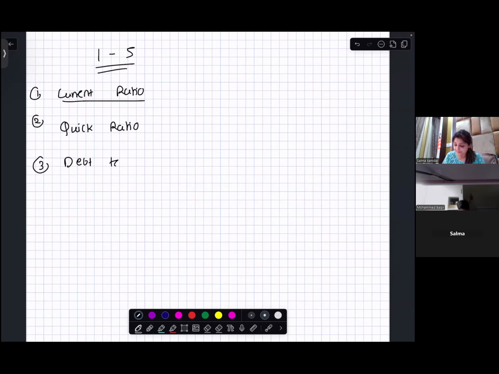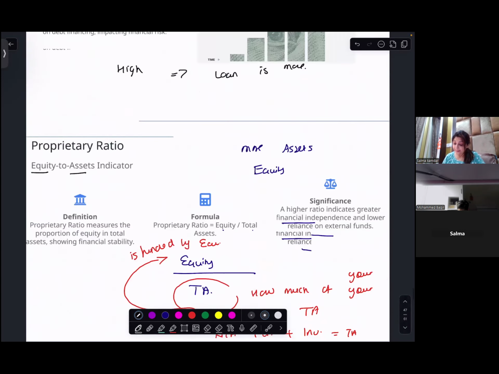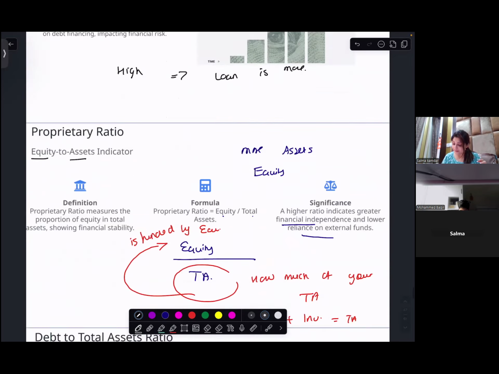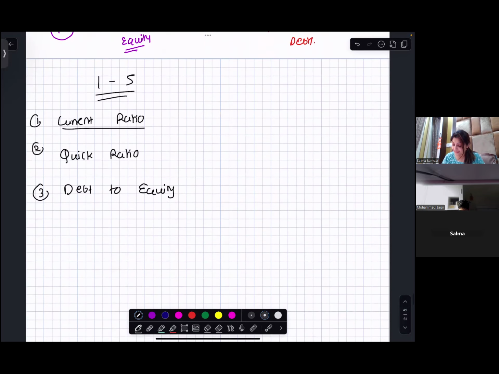What does this mean? In your total assets, what is the proportion of your debt and what is the proportion of your equity? The debt to equity ratio compares your total debt to shareholders' funds. That means, is your own fund more or is your loan fund more?